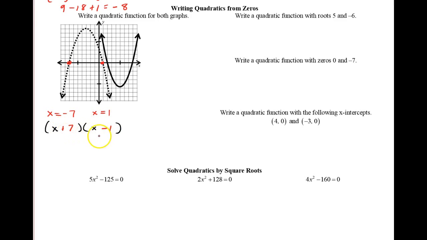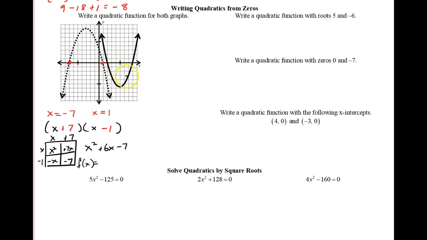So now once we have our binomials, now we just FOIL it or multiply it. And if you needed to, you could do the box method by writing the x plus 7 here, x minus 1 here. And that would give us x squared plus 6x minus 7. So you can call it f of x or y equals.